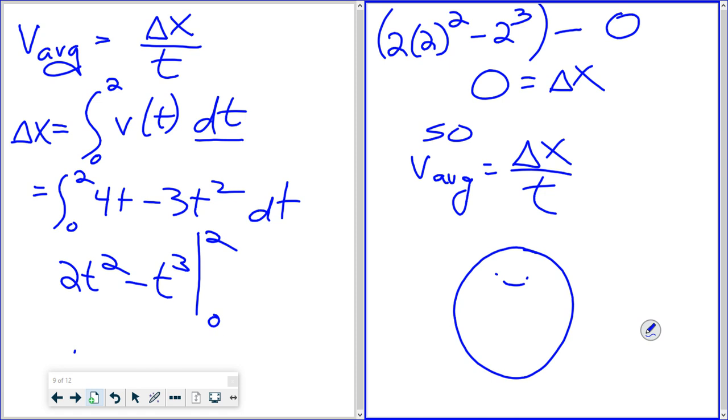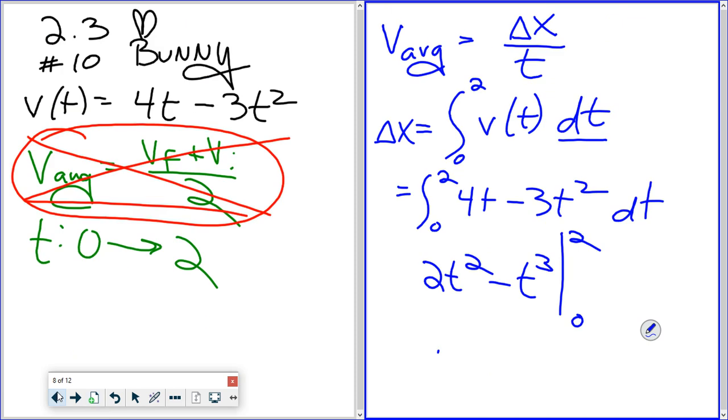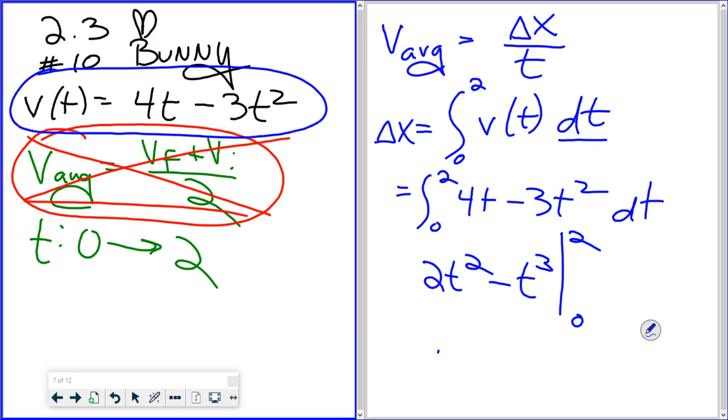All right. Part B. What is the maximum velocity the bunny reaches? So here, there's a couple options again. So here's my velocity equation. So option 1 is if you know how to do this on your calculator, you can graph this and find the maximum, right? And I believe there's value in knowing how to do it by using calculus. So in general, if you've got a function, how do you find the maximum?